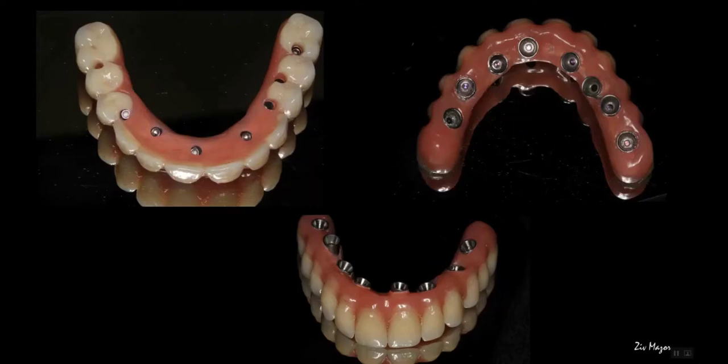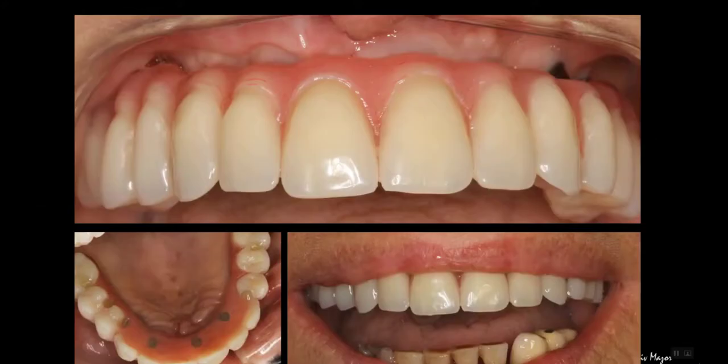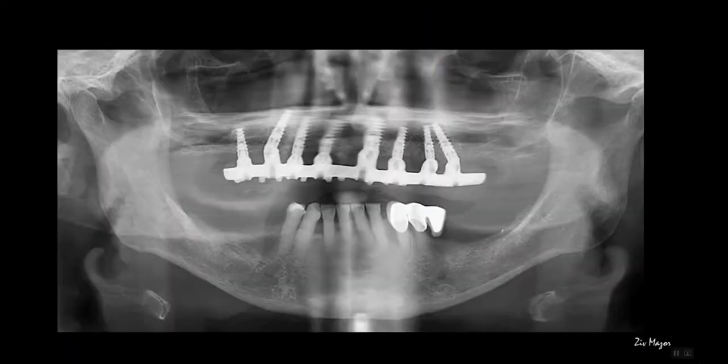And that is, by the way, afterwards, the final reconstruction. So here's the final reconstruction in the upper jaw. You can see nicely here the sinus elevation that was done with osseodensification and all the other implants that were inserted at the same time.